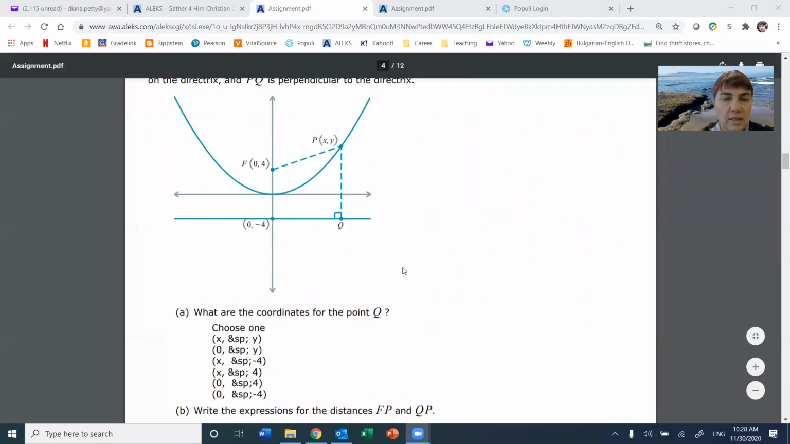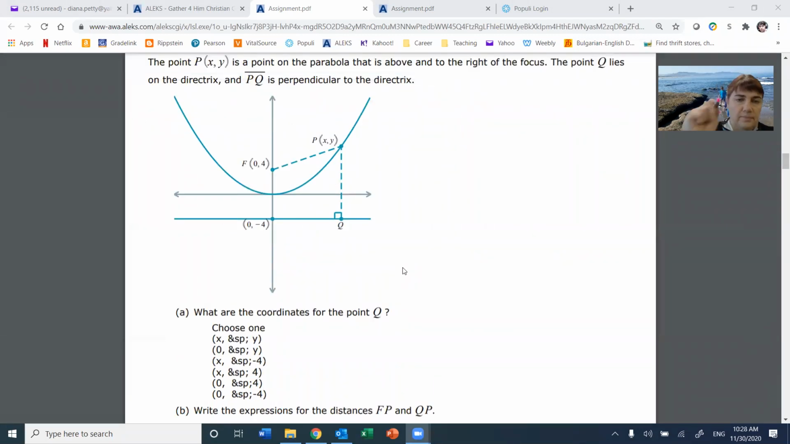The choices all have X, right? It's not at 0. The X is not at 0. So let me remove the ones which are not. It's not this one and none of those because X is not 0 for this point Q, right? So it needs to be X. So apparently we cannot figure out exactly the X value, but we know the Y value. What is the Y value? Yes, so the answer would be this one. Here we go. This is the coordinate of point Q.